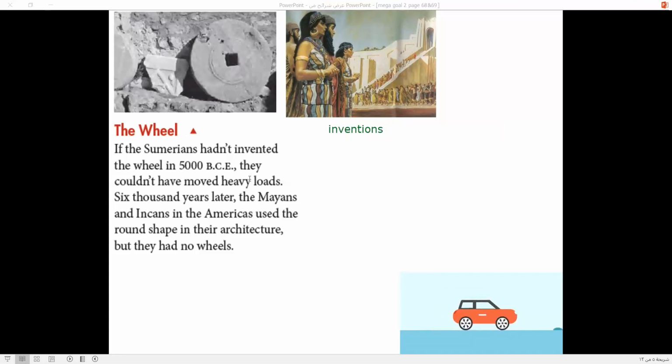The first thing is the wheel. Do you know what the wheel is? We have the wheels in the cars. We have wheels mostly in everything that moves. So they said here, if the Sumerians, those are the Sumerians. Do you know the Sumerian civilization? Have you ever heard of the Sumerian civilization?